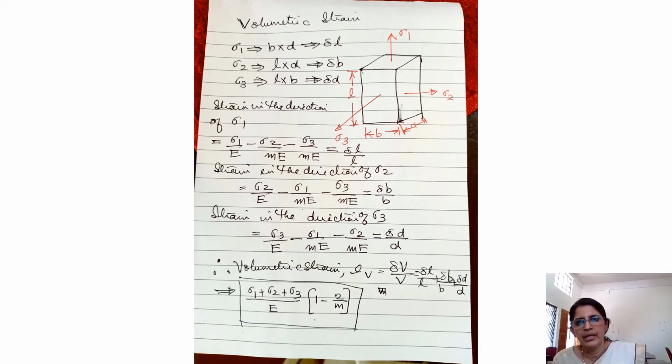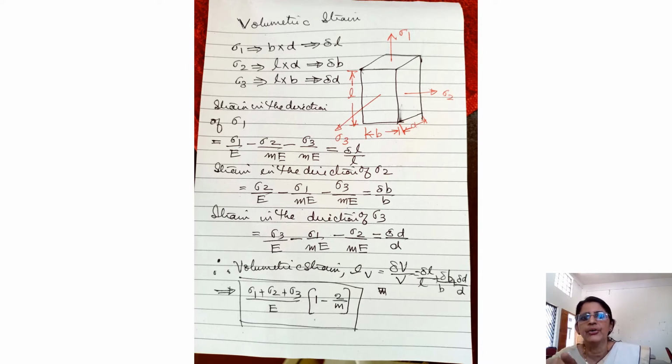So I have taken a rectangular block of dimensions L, B and D, that is length, breadth and depth. So I have got the 3 dimensions, and this particular block is subjected to 3 stresses, sigma 1, sigma 2 and sigma 3.